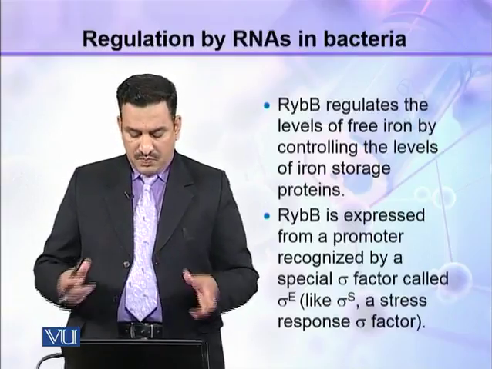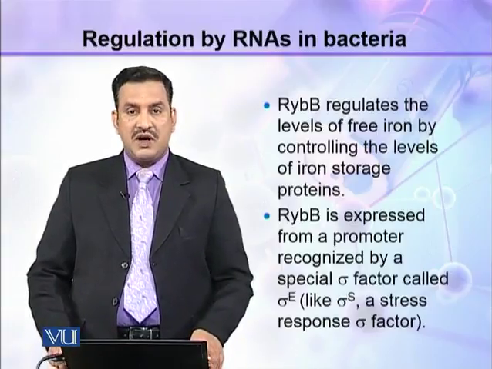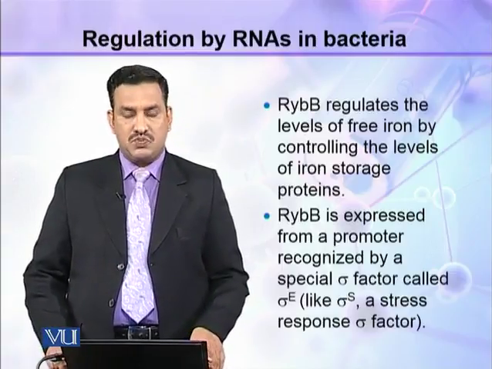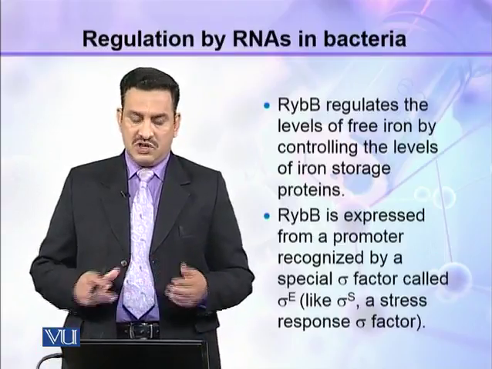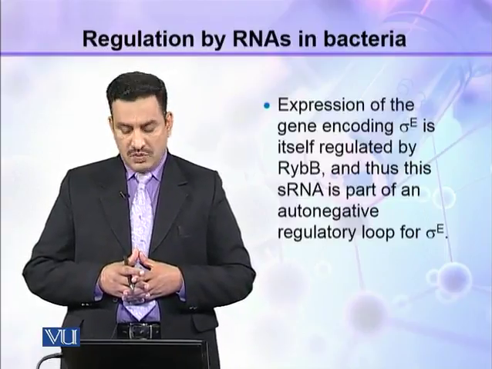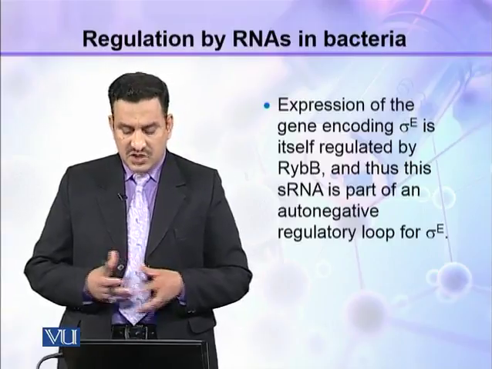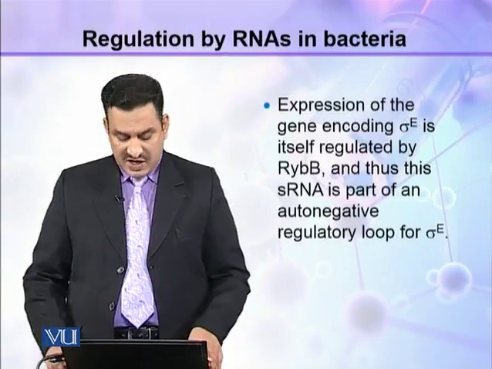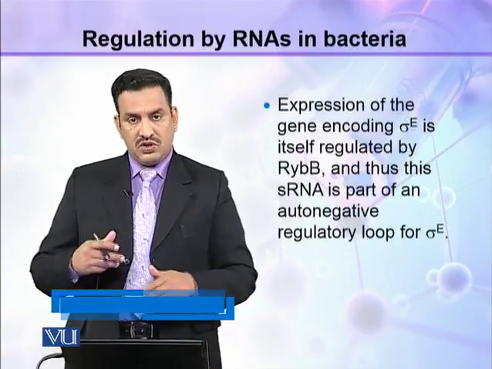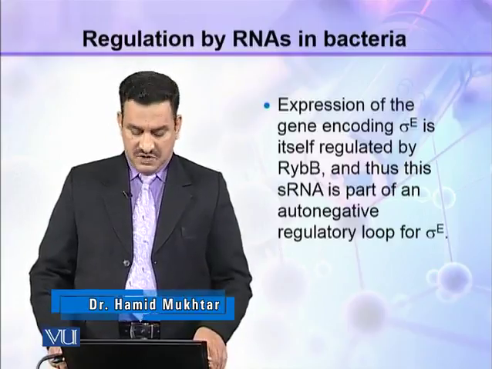RIB-B is expressed from a promoter recognized by a special sigma factor called sigma E. It is just like sigma S, which is a stress response factor as we discussed earlier. Expression of the gene encoding sigma E is itself regulated by RIB-B, and thus this sRNA is part of an auto-negative regulatory loop for sigma E. तो ये खुद ही जो है अपनी रेगुलेशन को कंट्रोल कर रहा है, जिसे हम कहते हैं ऑटो नेगेटिव रेगुलेशन.